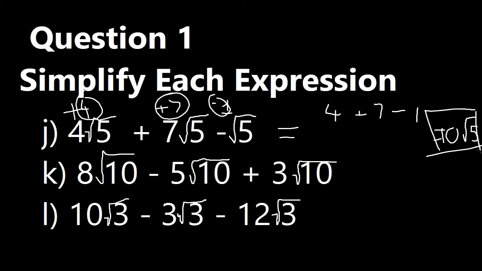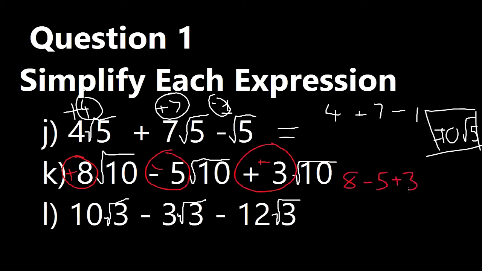Okay, so then we're going on to our next one here. We can see that we have a plus 8, a minus 5, so keep note of that minus 5, and a plus 3. Okay, so what is 8 minus 5 plus 3? That'll give us our amount of root 10s here. And as we can see, it is 6 root 10. So we might think that that's done, but we still have a little bit of work to do.